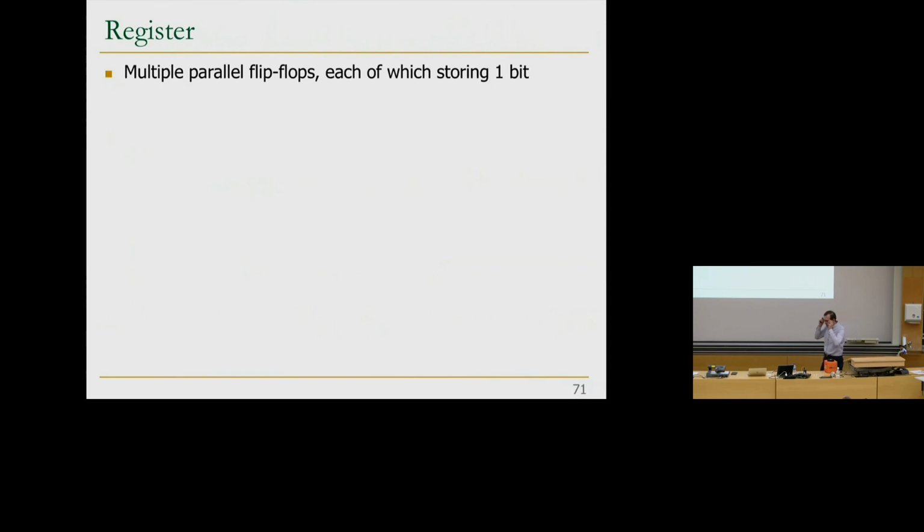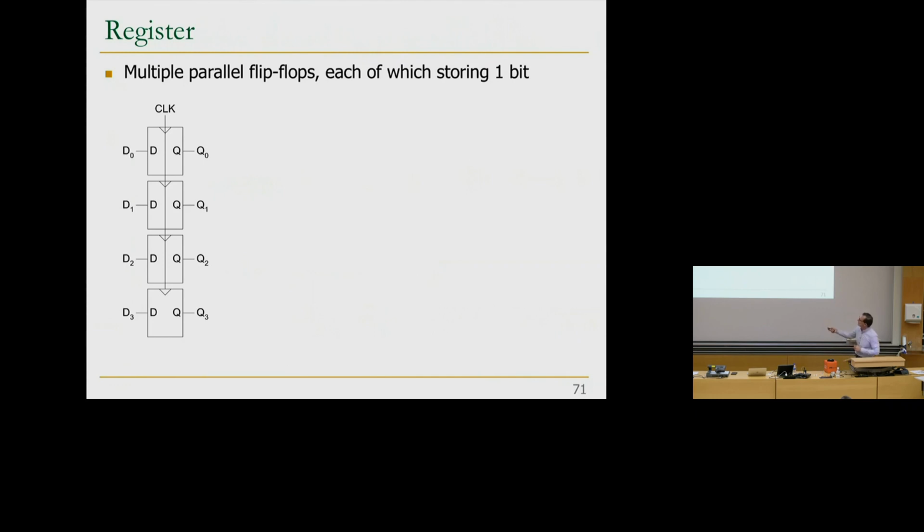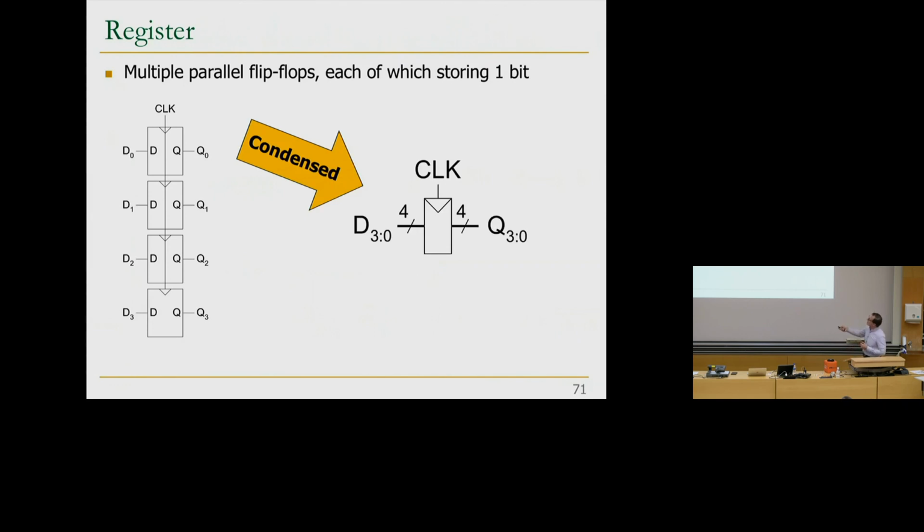So now let's take a look at a register. A register can be multiple parallel flip-flops, each of which stores 1 bit. So basically, these are our parallel flip-flops. And if you want 4 bits, it's very similar to the memory that we looked at before, except now it consists of D flip-flops, not D latches. So a condensed form looks like this. It's a 4-bit register. It has 4 inputs, 4 outputs, and a clock signal. It stores 4 bits, and the line represents 4 wires, as you can see over here.